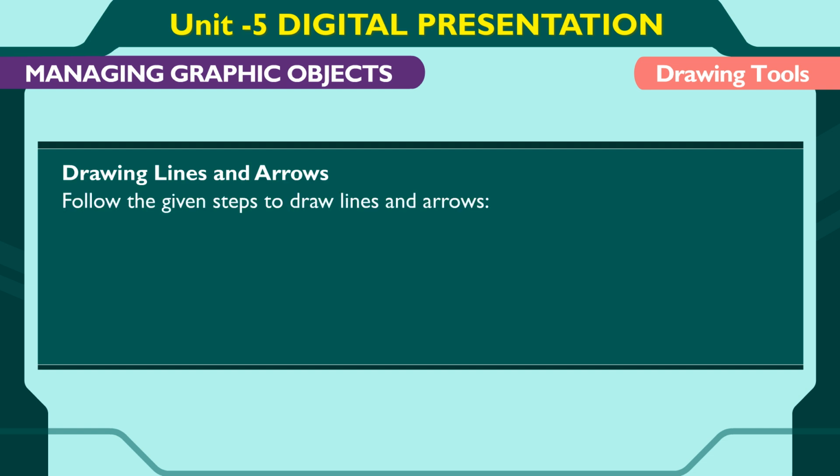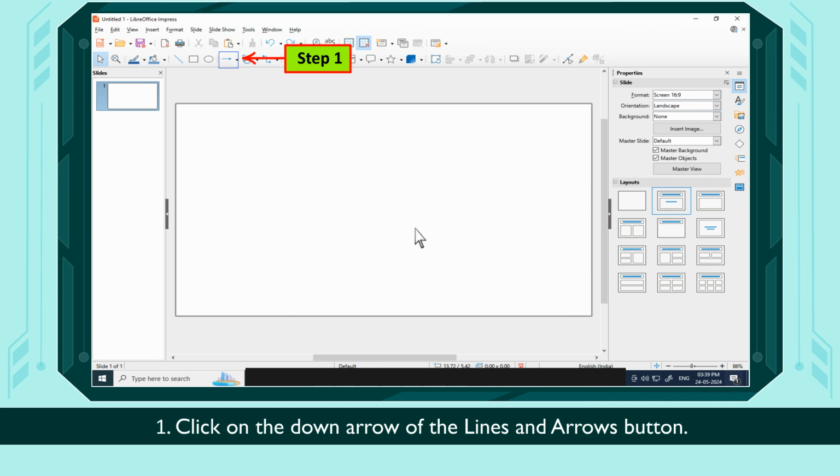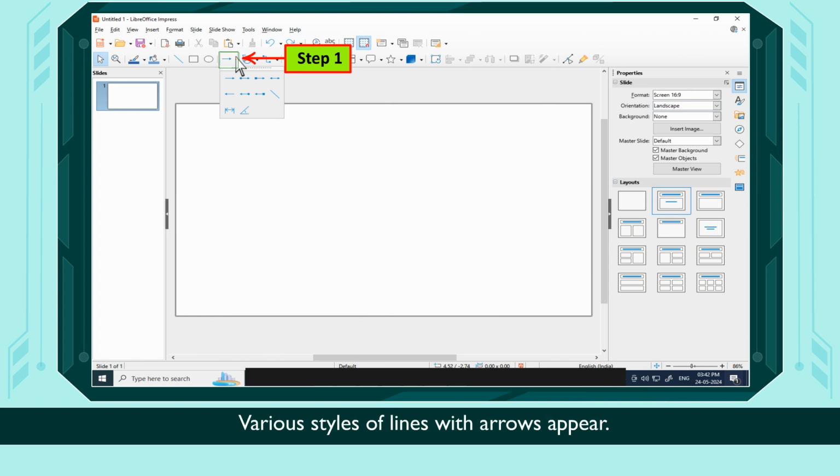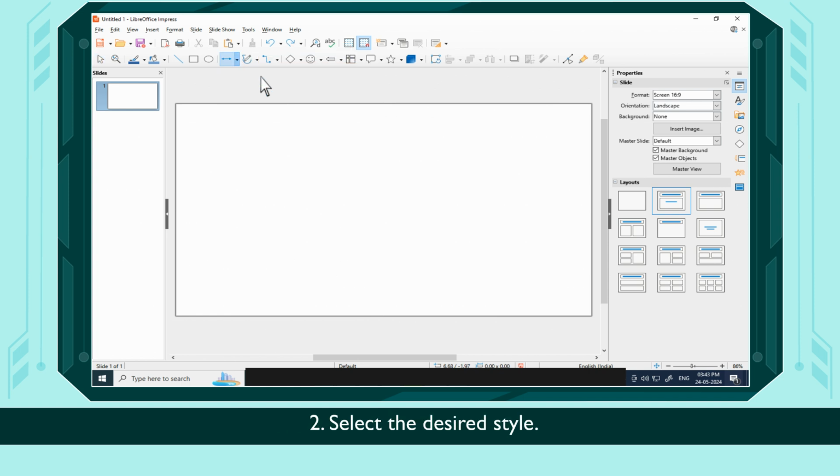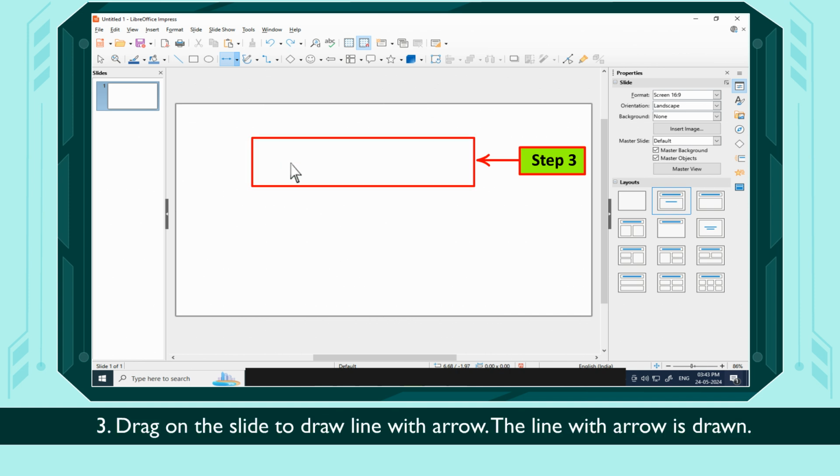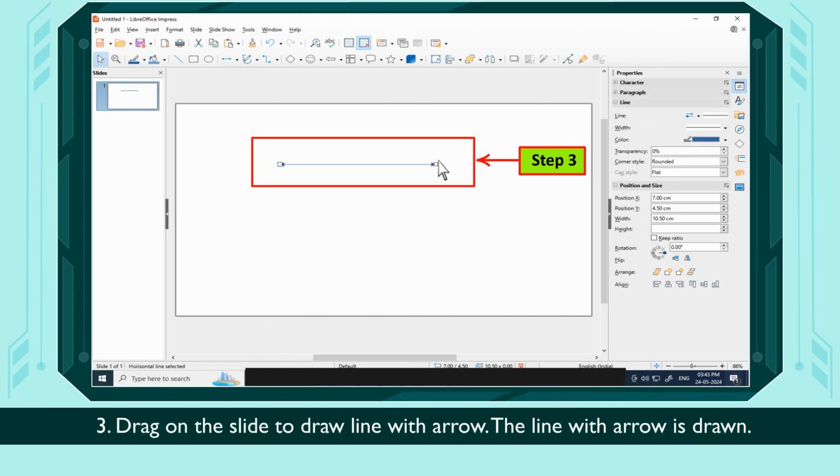Drawing lines and arrows. Follow the given steps to draw lines and arrows. 1. Click on the down arrow of the Lines and Arrows button. Various styles of lines with arrows appear. 2. Select the desired style. 3. Drag on the slide to draw a line with an arrow. The line with arrow is drawn.